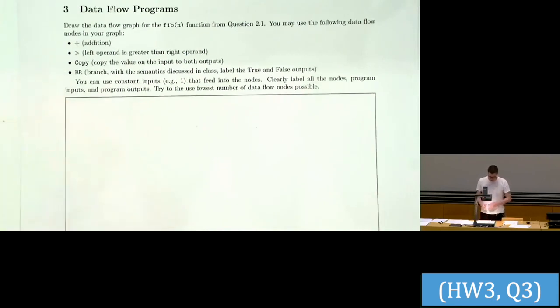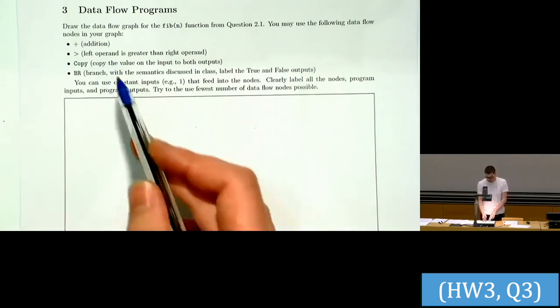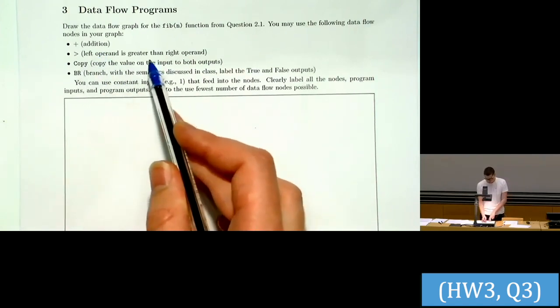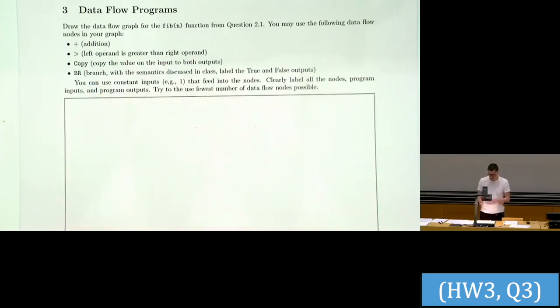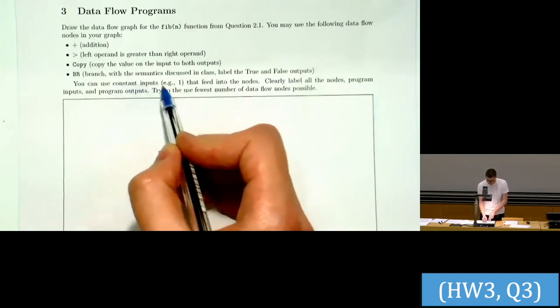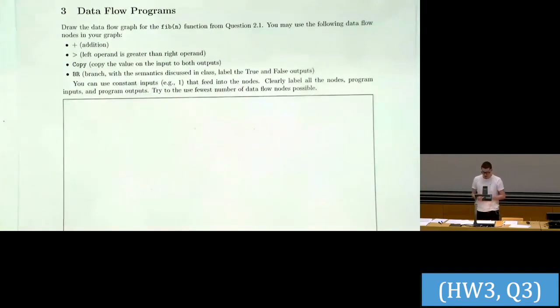So this question asks for a Fibonacci function implementation, right? And it gives you some notes here that you can use, such as addition and greater than operand, then copy and branch. So you are allowed to use only those, and also you can use constant inputs to feed to your nodes. And that's it. So using those nodes, you'll need to implement Fibonacci.